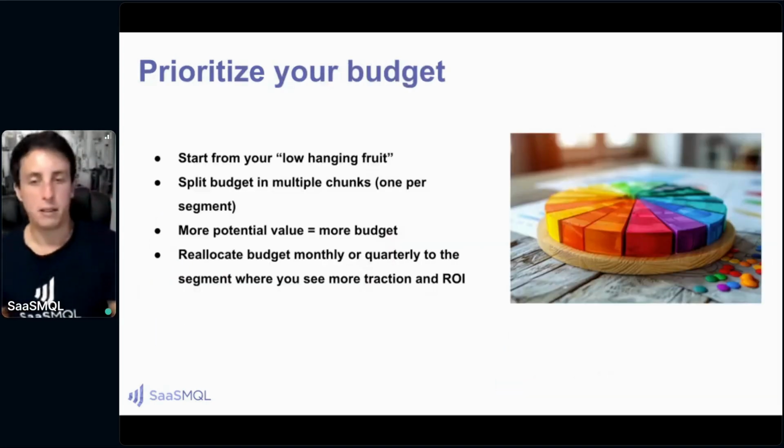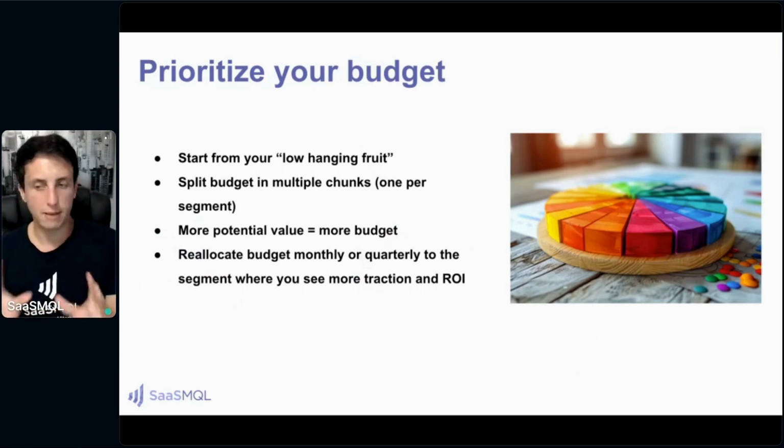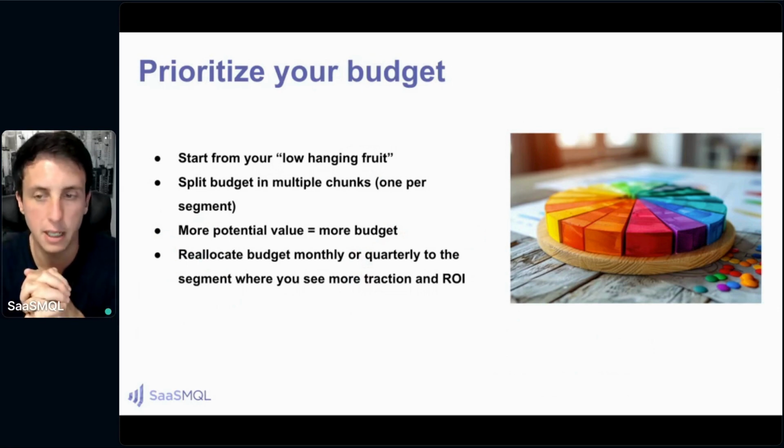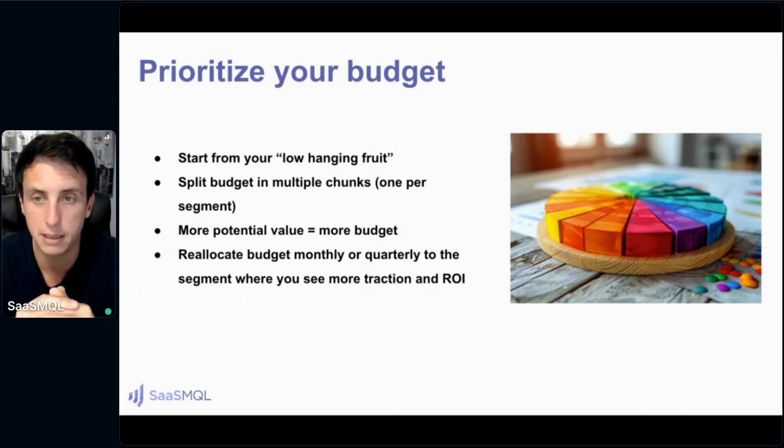And the last part I want to talk about today is prioritizing your budget. So when you have all these segments and you can visualize them and discuss internally, the next thing you want to do is start from your low hanging fruit. So, for example, if you have your cold segment, so accounts that have never heard of your company or your solution, usually that's the biggest segment, obviously, but it's not necessarily the first segment that you should target and prioritize.